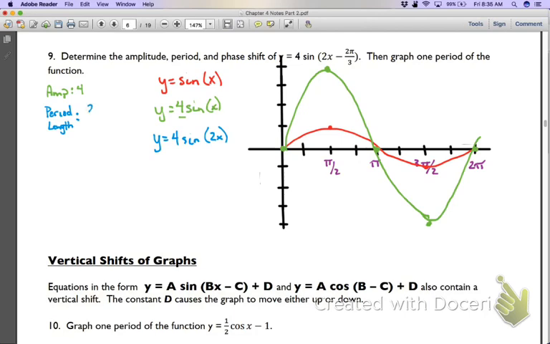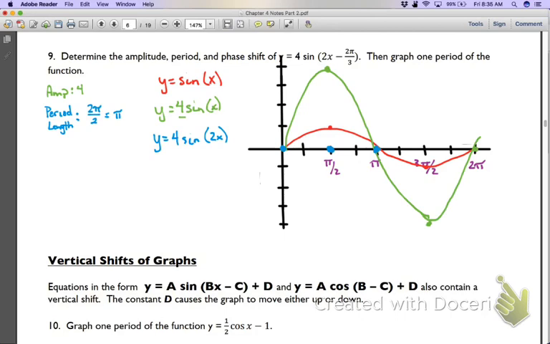We take 2 pi divided by 2. So instead of it being a length of 2 pi, it's only a length of pi. So now it's still not going to change at 0, 0. It's still going to cross at pi, but it's also going to cross at pi over 2 now.